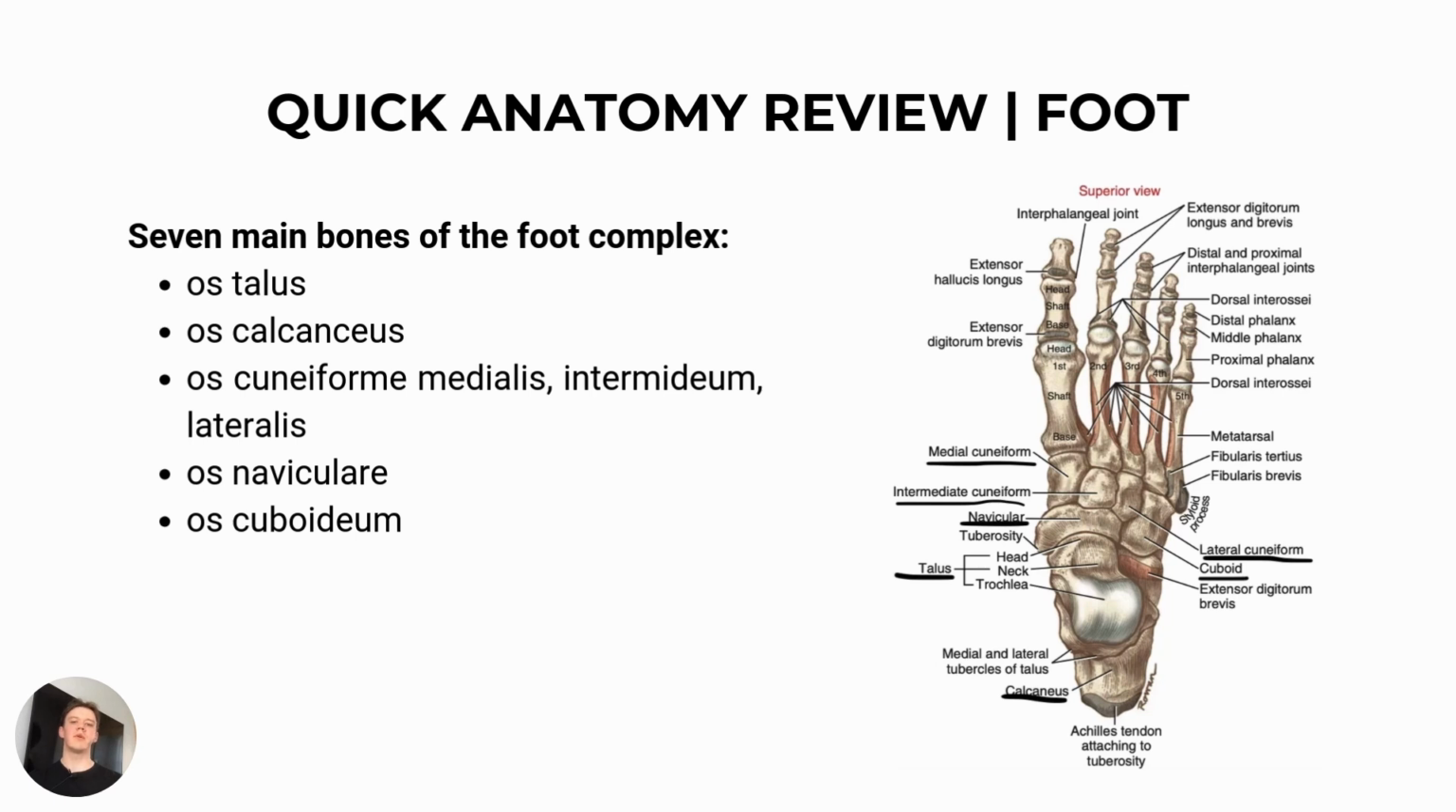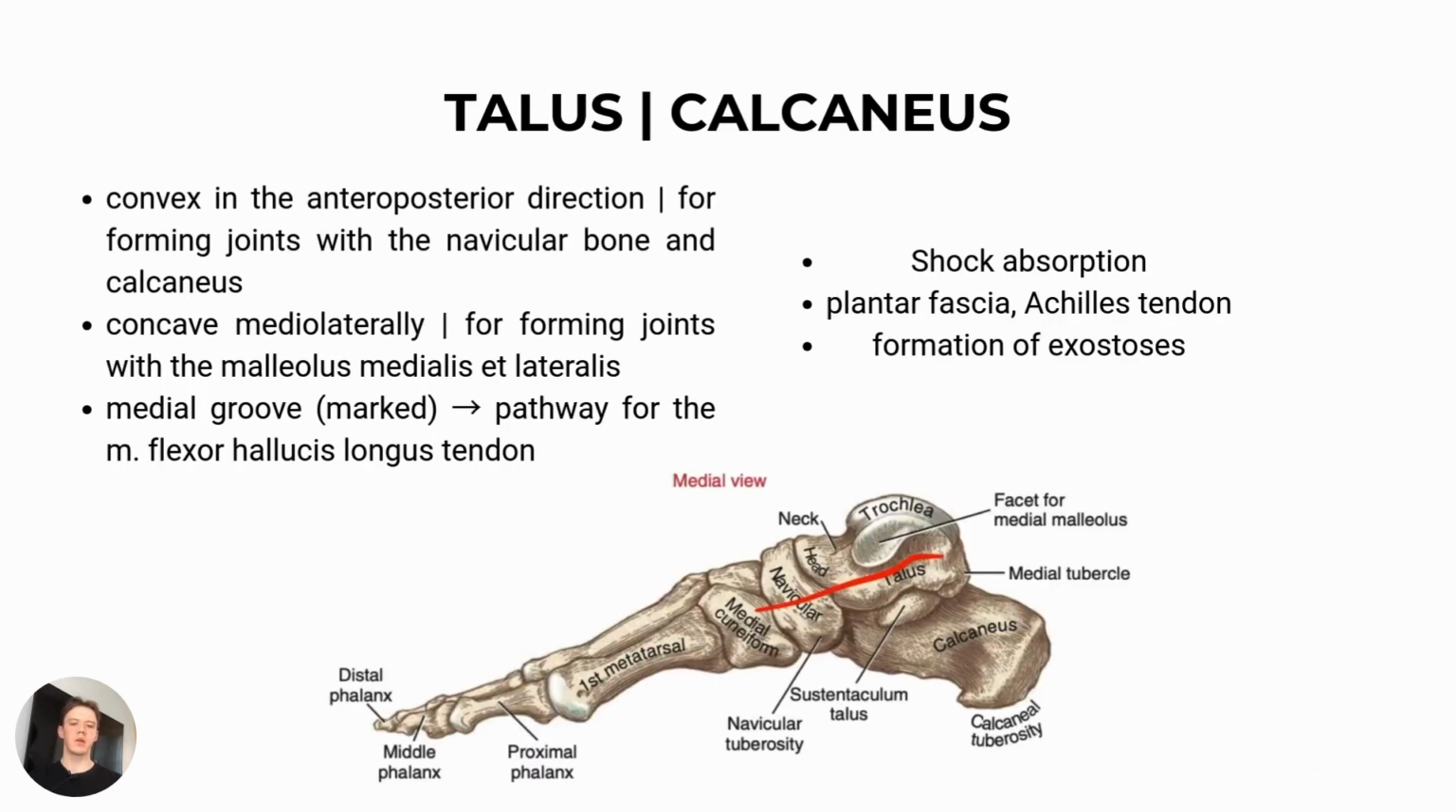Continuing the anatomy review, talking about the foot, we have 7 main bones of the foot complex, as I mentioned before. So we have the talus and calcaneus here. Then we have the cuneiform bones, the medial, intermediate, and lateral, the navicular bone, as well as the cuboid bone, located in the foot. All of them are marked in the picture, so you can once again discover them a little bit from the superior point of view. And you can also see the foot from the lateral, or this time medial, perspective.